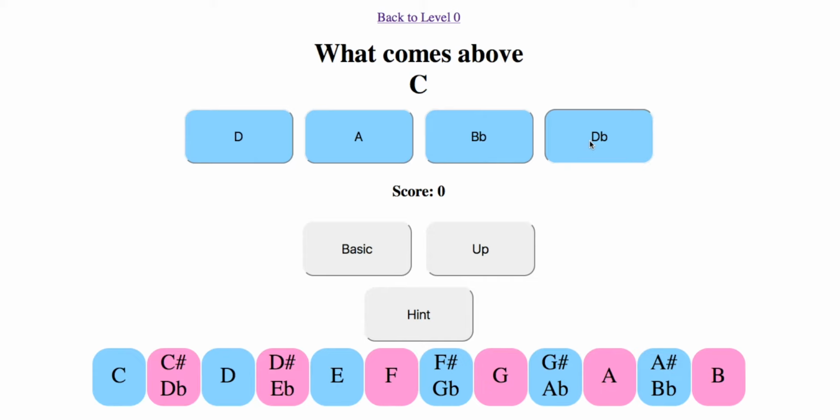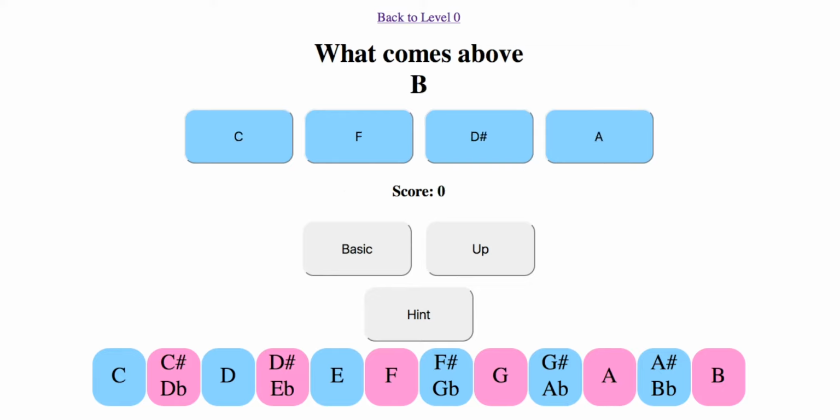The nice thing about this trainer is you will never have C sharp and D flat as two possible answers. You only will have one choice. Okay, so here's C, we hit D flat. What comes above G? You can look down here. G has G sharp or A flat, so we can hit G sharp. Here's A. After A is B flat.